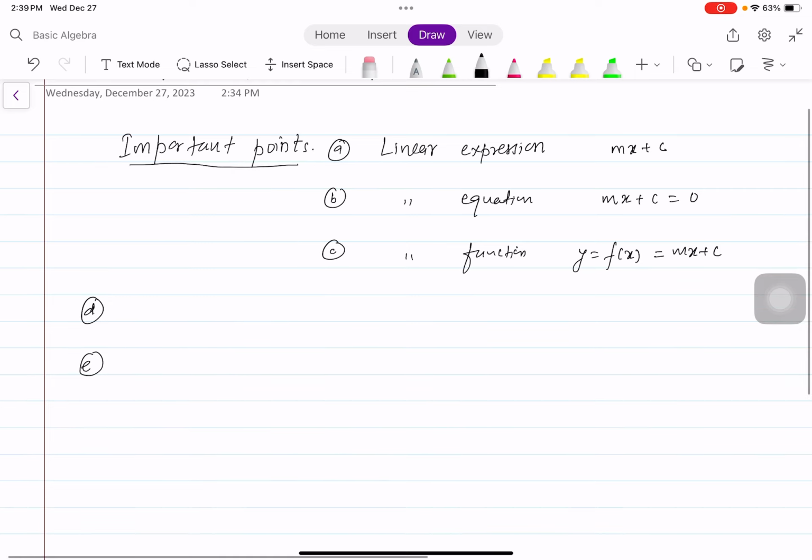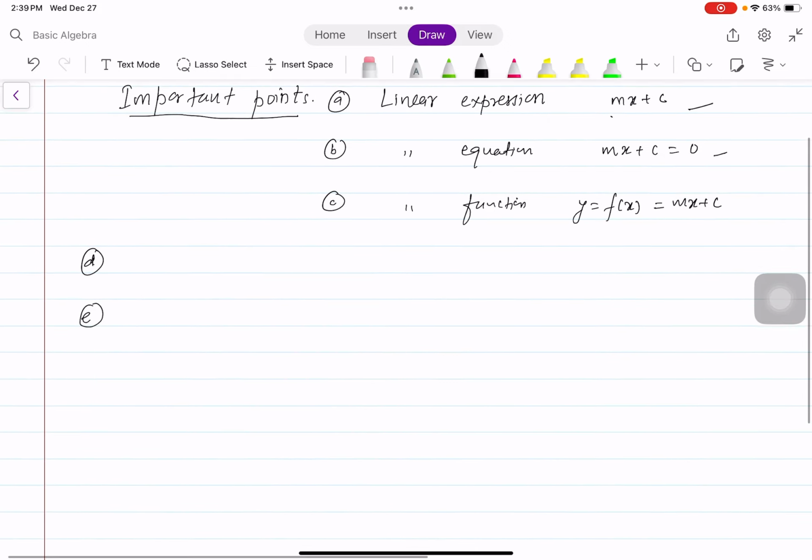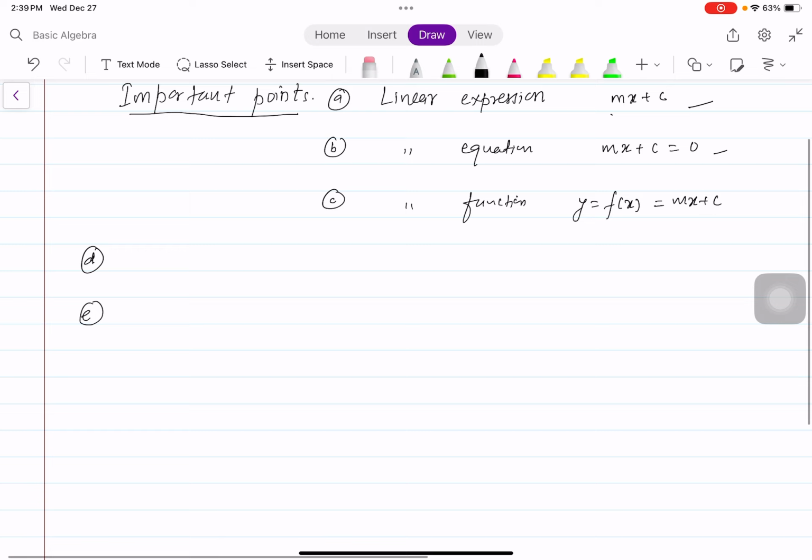First point is, what is a linear expression? A linear expression is some expression like mx plus c. And what is a linear equation? The same expression set equal to 0 or any number is an equation. And what is a linear function? Any function denoted in the form f of x equals mx plus c is a linear function. So this is the basic difference between expression, equation and function. Here m and c are some constants.